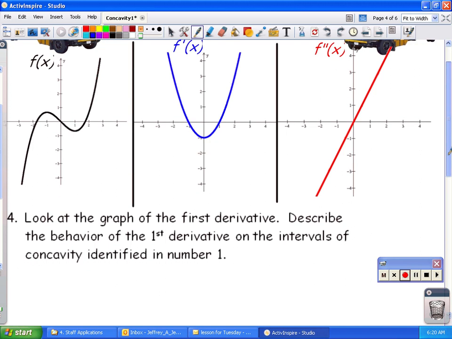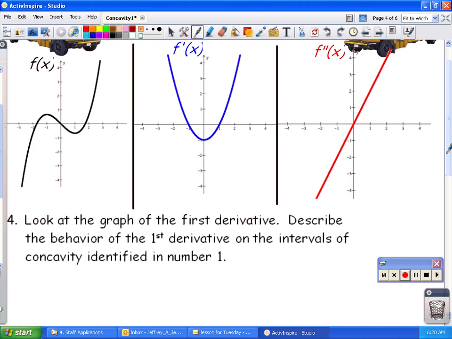Not only can we get information about concavity from the second derivative, but the first derivative can also give us information about concavity. Now remember, we had already identified that the concave down interval was from negative infinity to 0, and the concave up interval was from 0 to infinity. Alright, now let's take a look at the first derivative on those intervals.